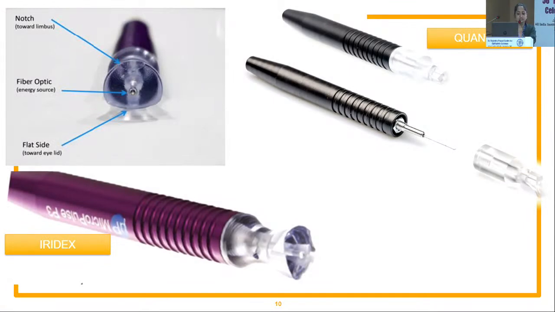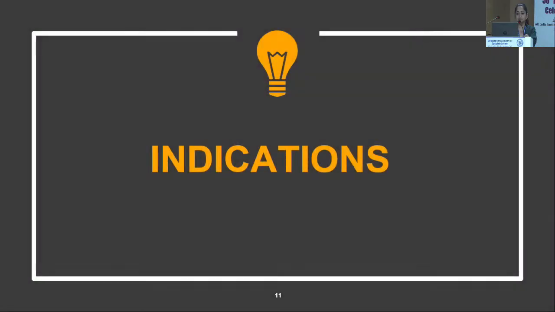With the Iridex, this is a purple color probe that you can see. It has a foot plate to be placed at the limbus, and then the energy will be delivered to the ciliary body. For the Quantel, for the continuous wave, you have to use it with the foot plate. When you have to use the micropulse laser, you need to remove the foot plate and use the fiber optic probe directly over the sclera.